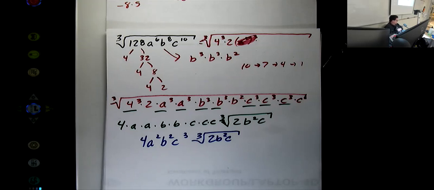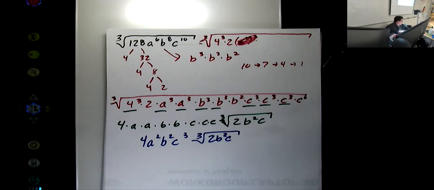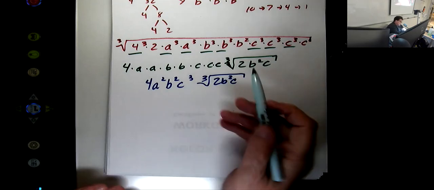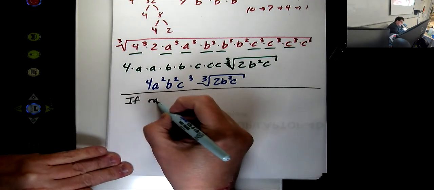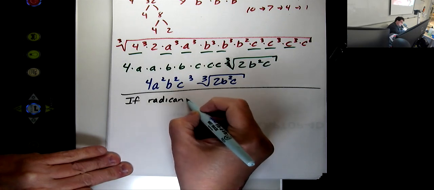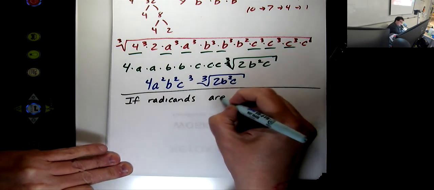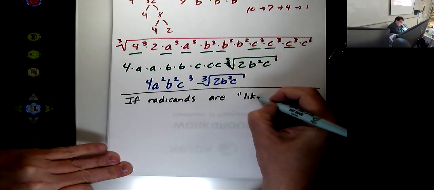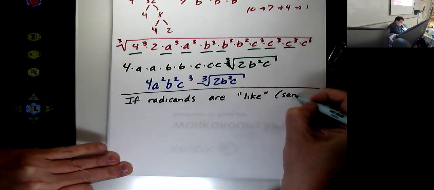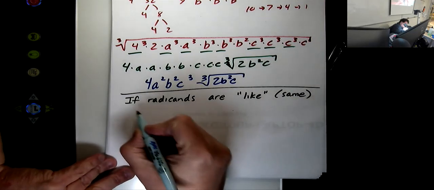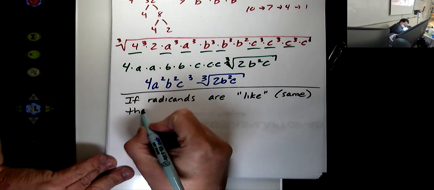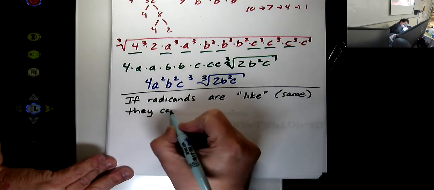You guys ready for more? Next rule that we're going to use. I'll write it on this page and we'll work with it some more on the next. If radicands are like, which means they're the same, they can be combined through addition and subtraction.